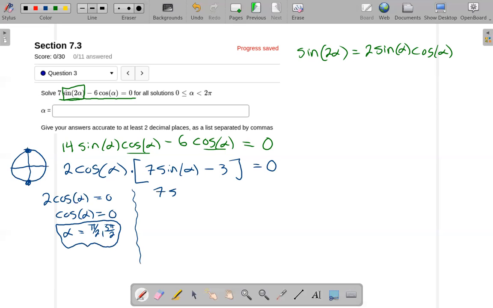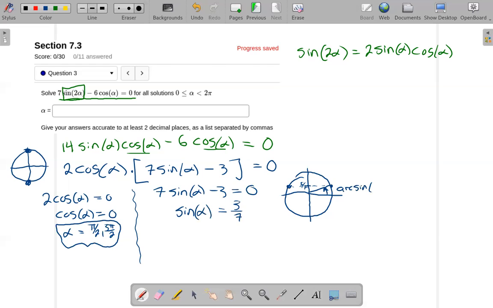Other part, 7 sine of alpha minus 3 equals 0. Add 3, divide by 7. Sine of alpha equals 3/7. Think about that for a moment on the circle. Sine on the unit circle is a y value. So I'd be looking at y equals 3/7. So that'd be just under a half here. So that would be over here or over here. So I want this angle right there. That one is going to be the arc sine of 3/7. And this angle right here would be pi minus that.